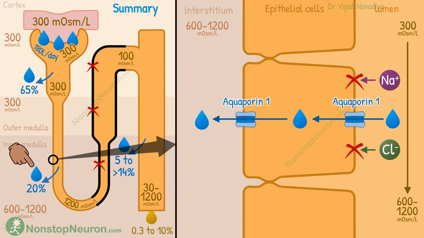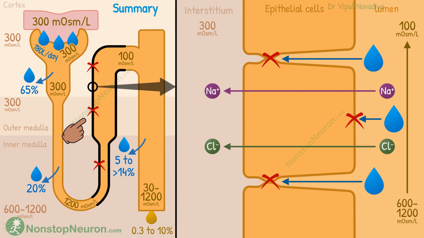The thin descending limb reabsorbs 20% of filtered water. The driving force is medullary hyperosmolarity. And the mechanism is a transcellular movement, involving Aquaporin 1. The osmolarity here gets as high as 600 to 1200. The ascending limb and early distal tubule do not reabsorb water. However, reabsorption of solutes here makes the fluid hypoosmolar, with osmolarity getting as low as 100.